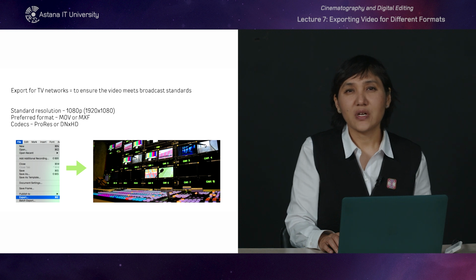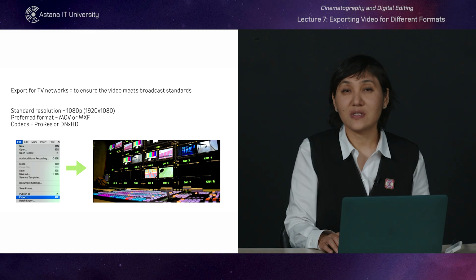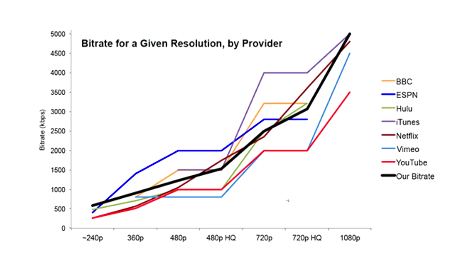For codecs, ProRes or DNxHD is usually required for broadcast content, as they provide a higher bitrate and better color depth than H264. The bitrate for broadcast should be set significantly higher than for web exports, generally between 50-100 megabits per second, to ensure the highest possible quality.